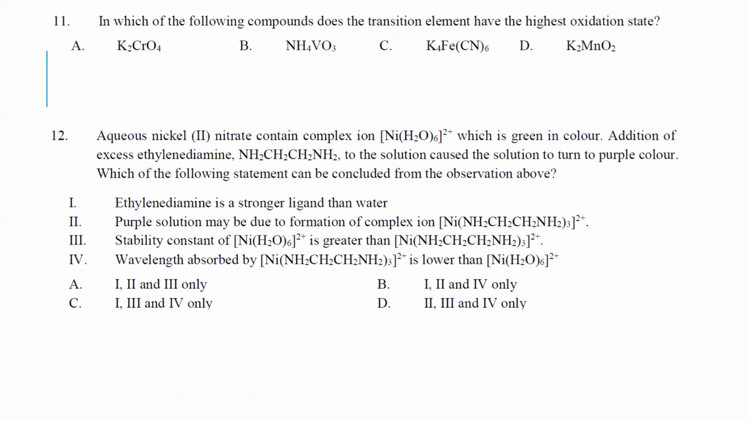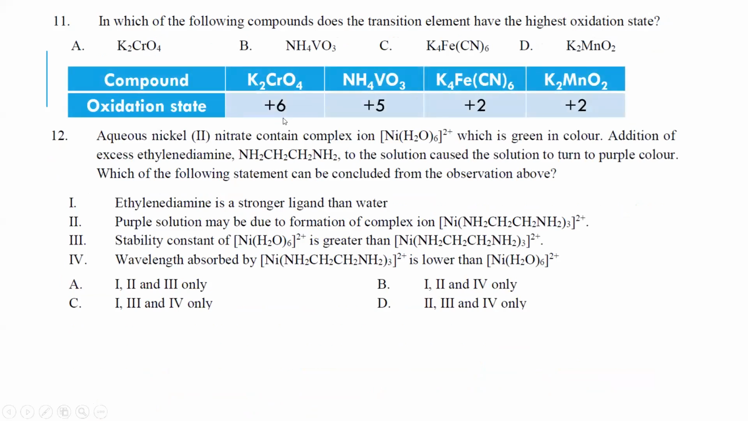Then we move to question number 11. In which of the following does the transition element have the highest oxidation state? So this one you have to calculate one by one. Okay, so in the first compound the oxidation state is +8. In NH4VO3, the oxidation state of V is +5. In K4Fe(CN)6, CN itself is -1, so 6 times -1 plus 4.